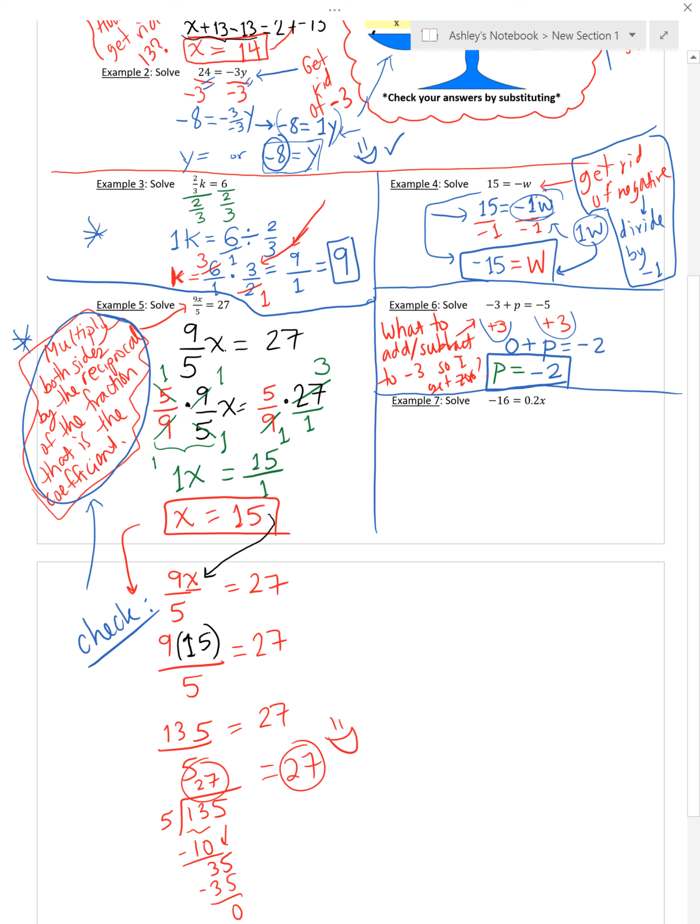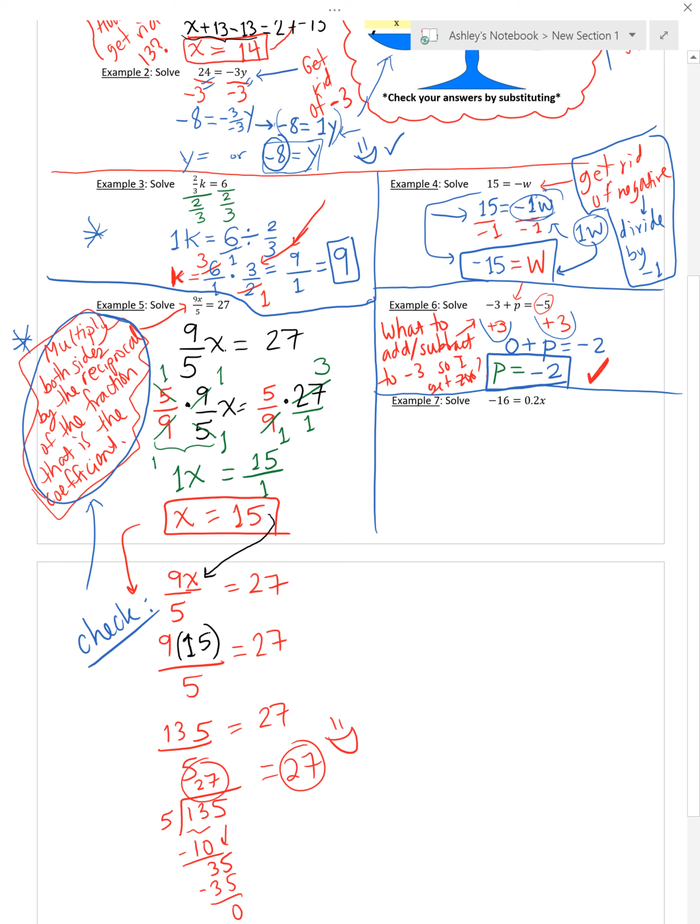-2. Okay, what if -2 went in there for p? Imagine this was a -2. Then it would look like -3 plus -2. That is -5, which is the same as the right side. All right. I think we did it right. We're doing pretty good here, you guys.